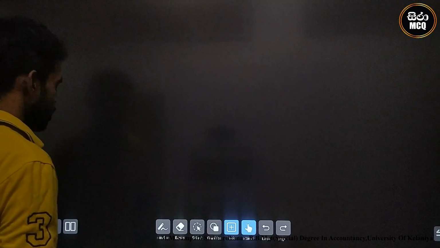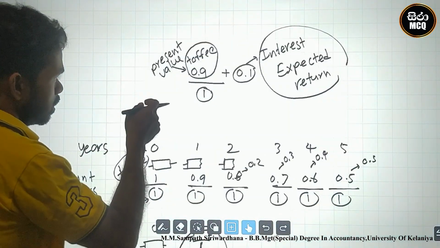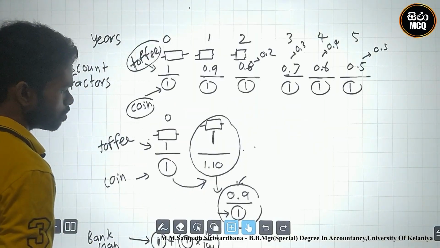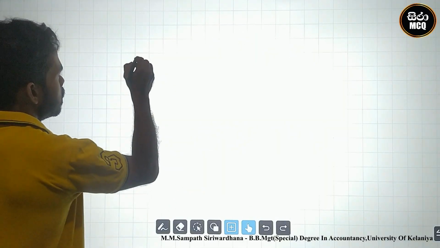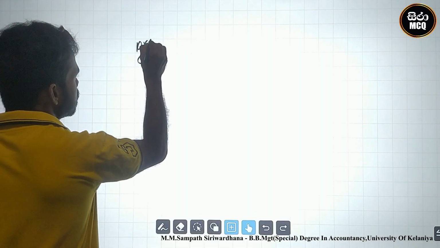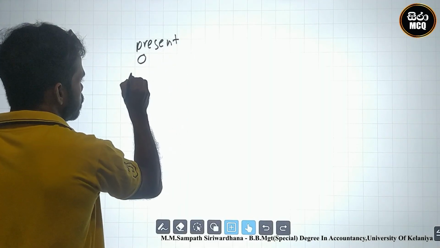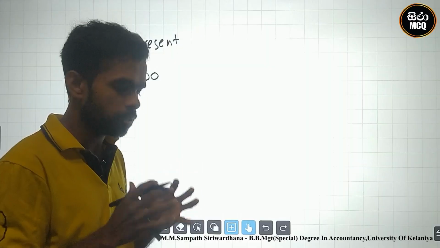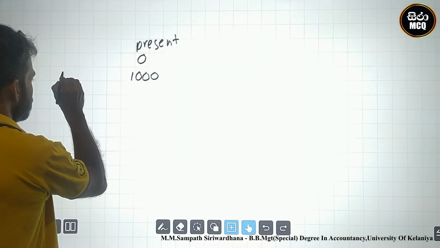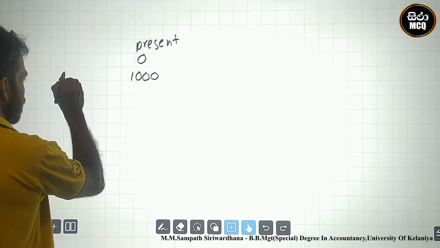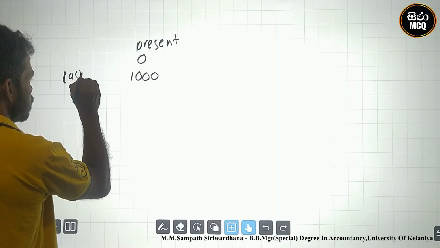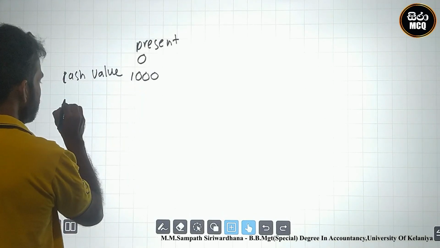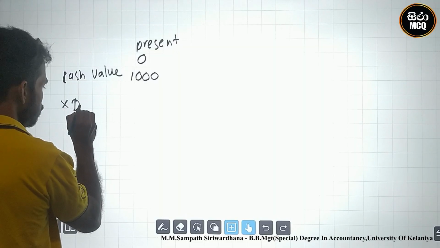Why? Look here, use the discount factors. Again, you know, zero means present. You get 1,000 rupees. This is the cash value. At zero, this is currently, I multiplied by the discount factor.